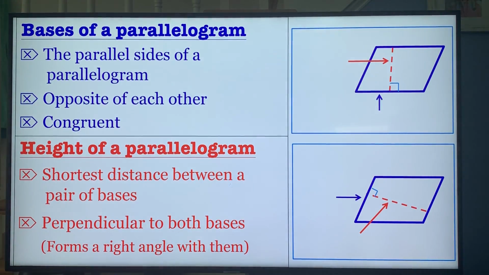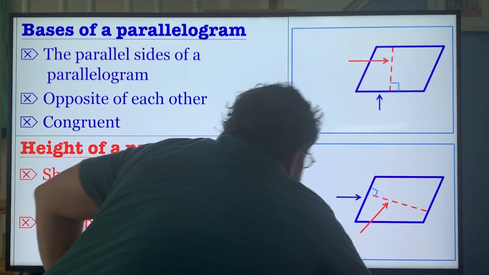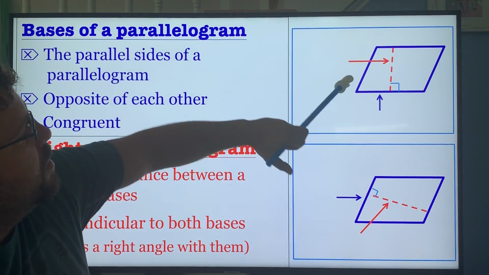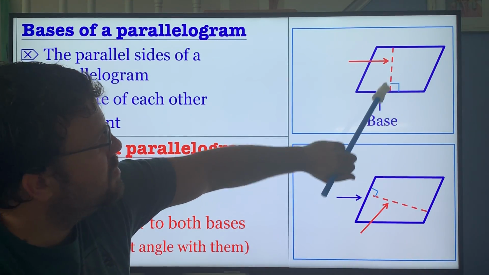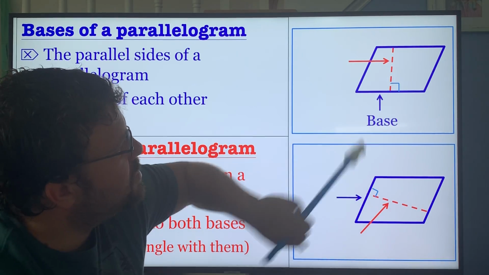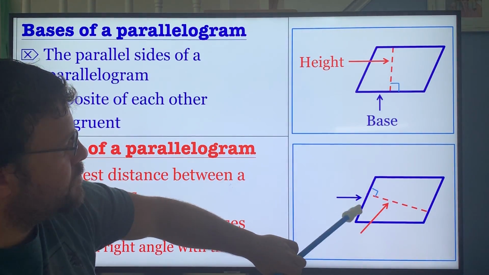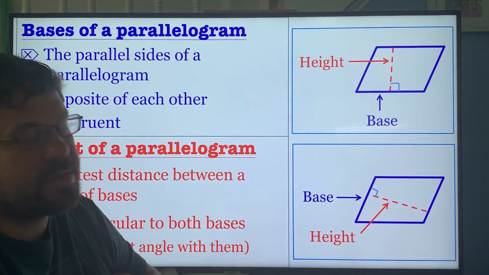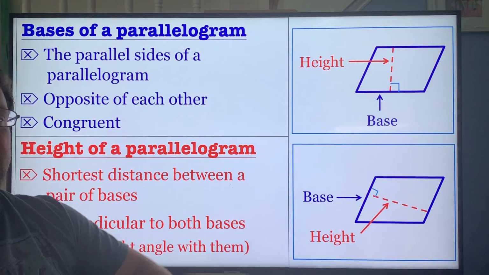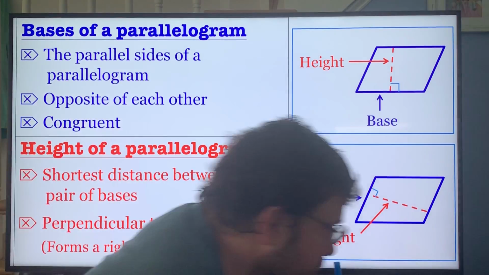Now, label real quick what the height and bases are. Look at these. All right, let's look. First one, your base, okay? Dash line is your height. Blue is the base, red is the height. Got it? Awesome. Let's move on to the next problem.